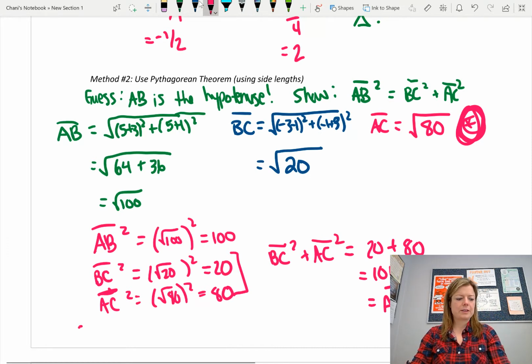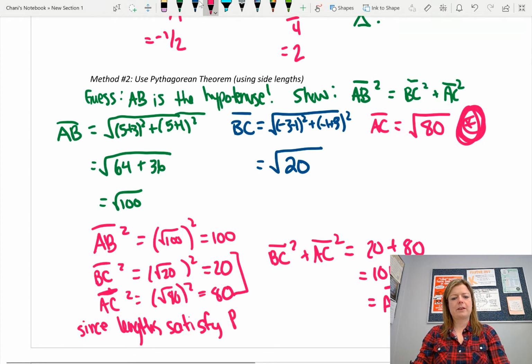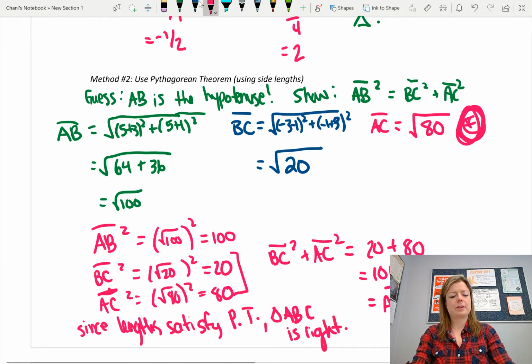So therefore, since the lengths satisfy the Pythagorean theorem, triangle ABC is right. Okay, so you need to say why and make your conclusion.